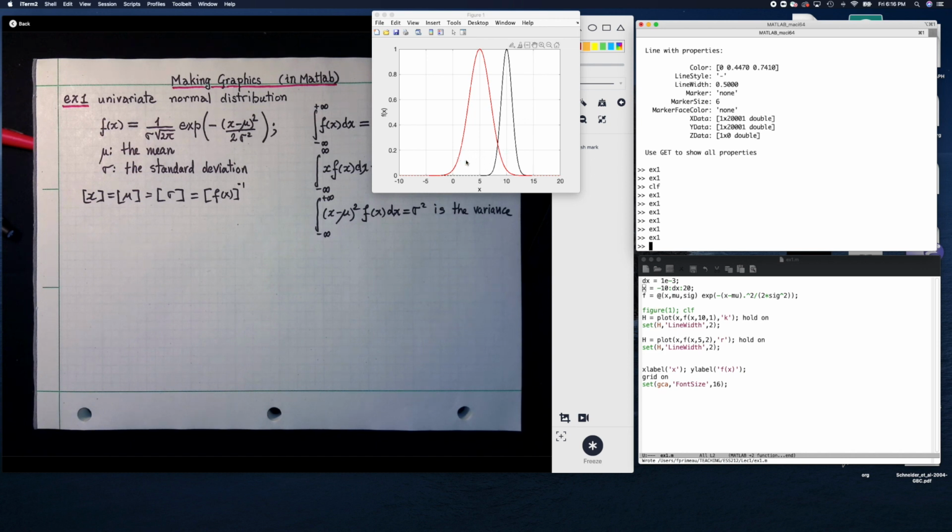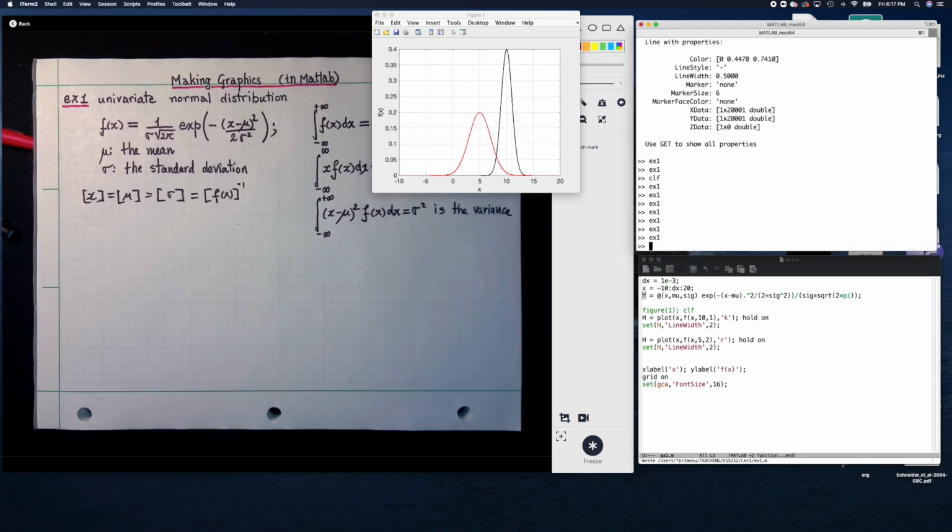So you see now the area under the 2 curves is not the same, and that's because I haven't added the prefactor, the normalization. So we should have this next. So now let's make sure they integrate to 1. So I will divide by sigma times the square root of 2 times pi. And now they should be properly normalized. So let's run it again. EX1. So the area under these two curves is supposed to be equal to each other.